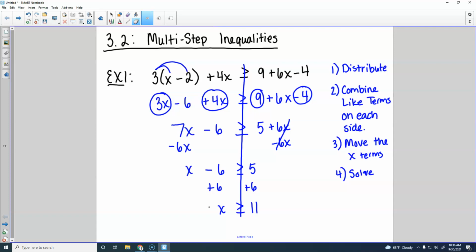So you move the 7 to the other side? No. Yeah, that's fine. Yeah.